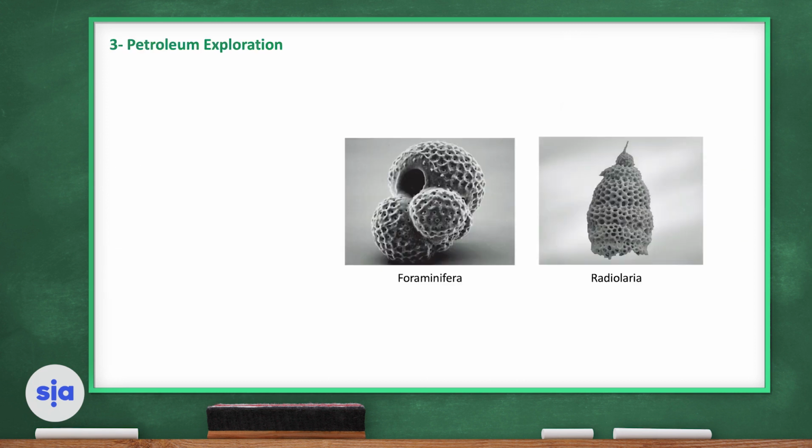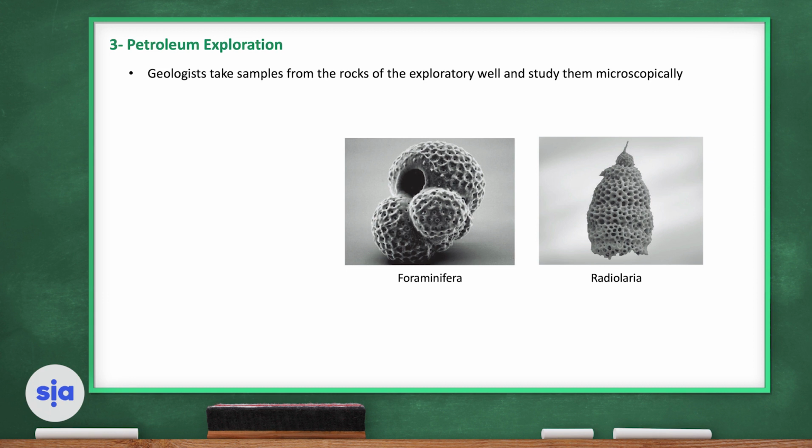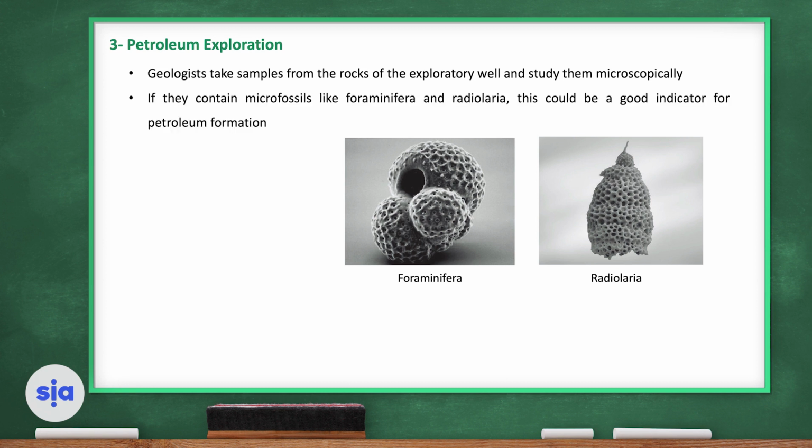Petroleum exploration. How can fossils help us in petroleum exploration? Geologists take samples from the rocks of the exploratory well and study them microscopically. If they find foraminifera and radiolaria, these two kinds of fossils, this could be a good indicator for petroleum formation.